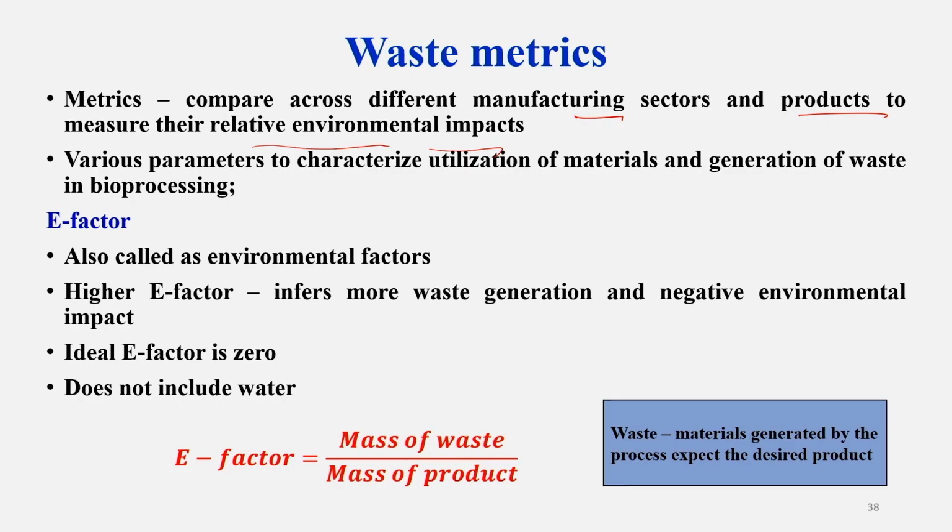So, one option is to calculate the E factor. The E factor is defined as mass of waste divided by mass of product. If there is a higher value of E factor, it means there is more waste generation and negative impact on the environment. The ideal E factor should be 0, and here it does not include water.